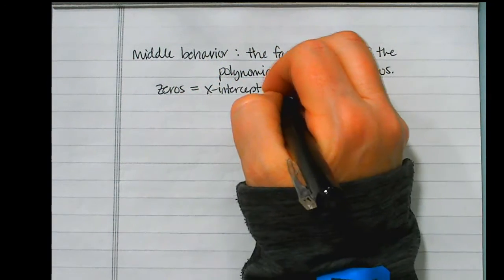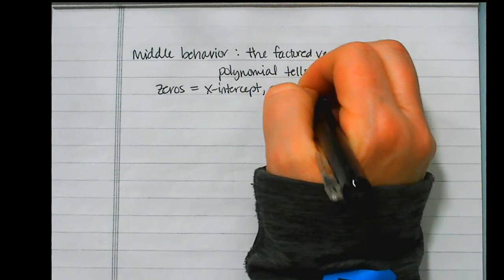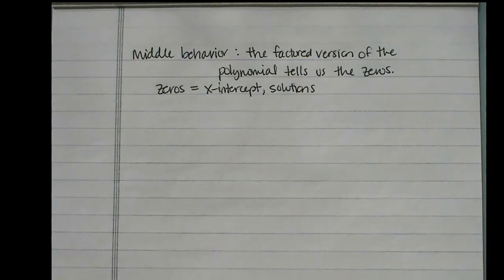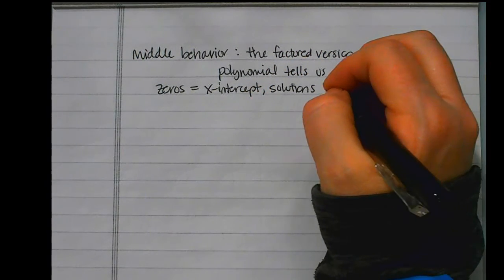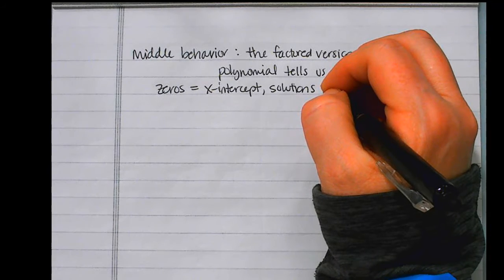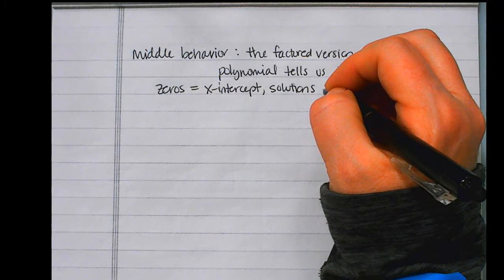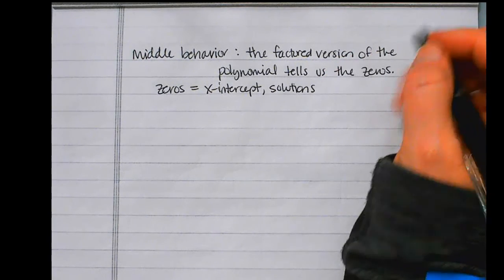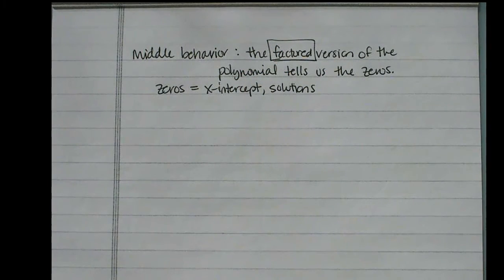They equal what we call the solutions. If we try to solve for x, we get that. Zeros, x-intercept, solutions, anything else? No. But we have to factor it to be able to see what those are unless we're using a calculator. So let's do a couple of examples and see if we can see what I mean.